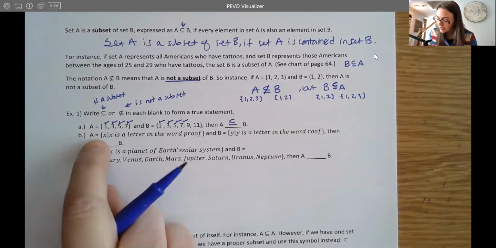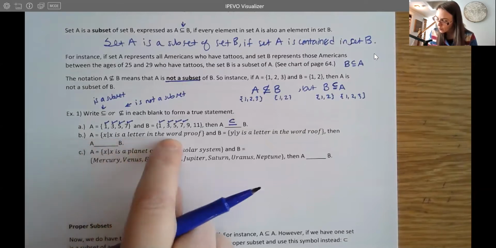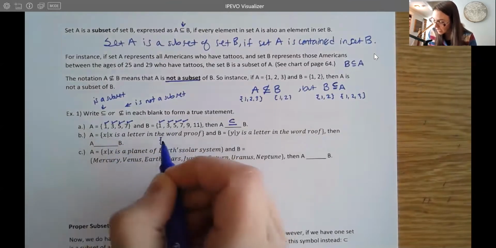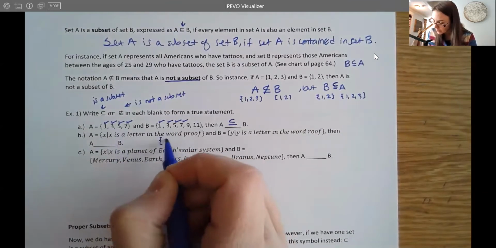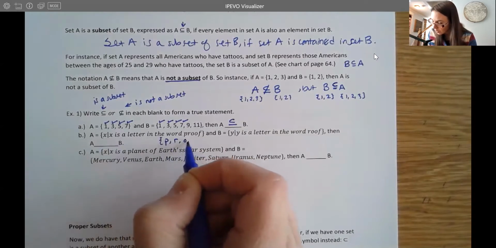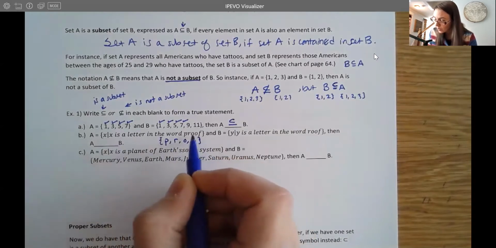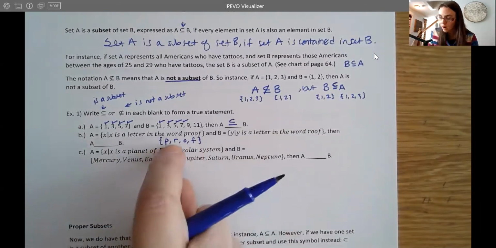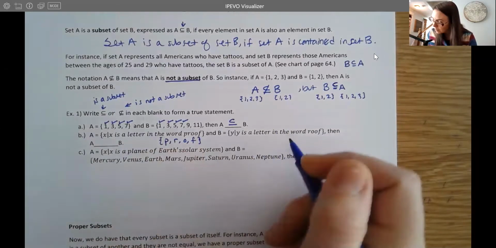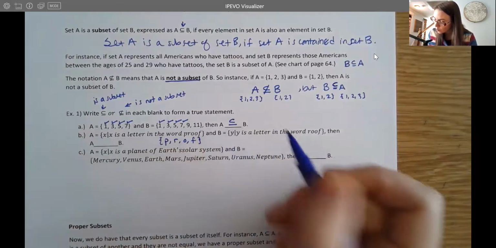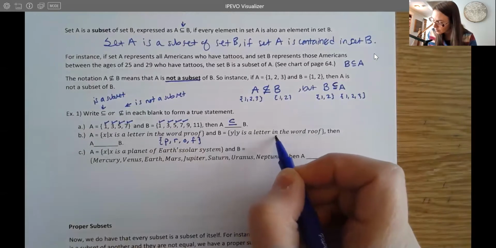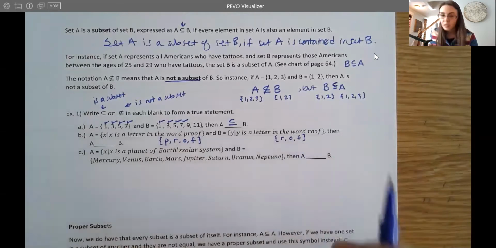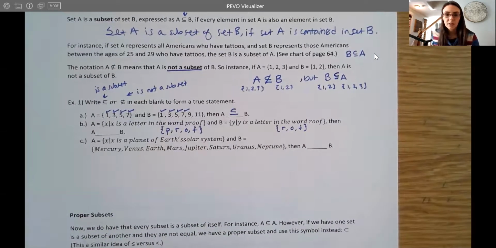A is the set of X such that X is a letter in the word proof. Now, what that means for the set, if I write it in roster notation instead, it's P, R, O, F. Now, we don't have to write the O twice, right? We don't have to repeat. So the letters in the word proof are P, R, O, and F. B is the set of Y values such that Y is a letter in the word roof. So using roster notation, we have R, again, O, and F.